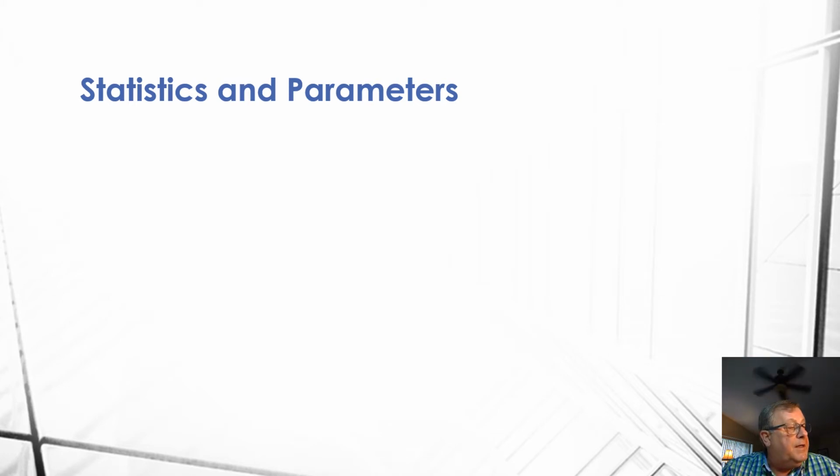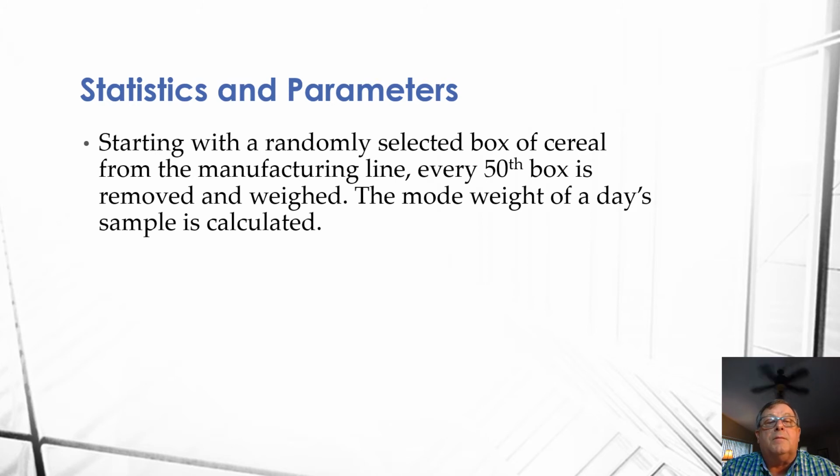Now in this example, we're asked to identify what the sample is, identify what the population is, and then describe the sample statistic and the population parameter. So let's begin. Here we have this problem. Starting with a randomly selected box of cereal from the manufacturing line, every 50th box is removed and weighed. The mode weight of a day's sample is calculated.